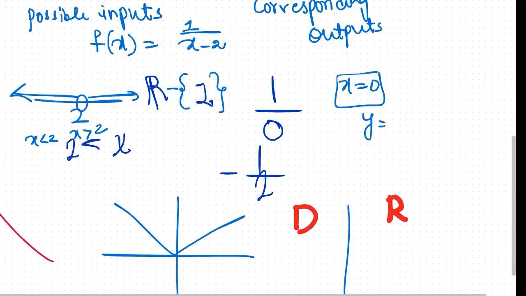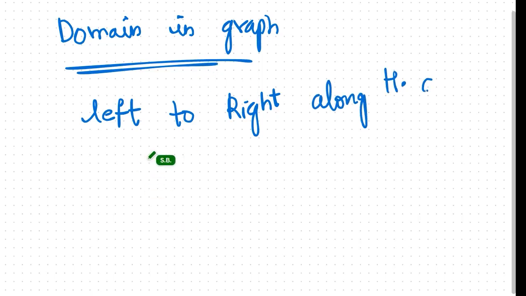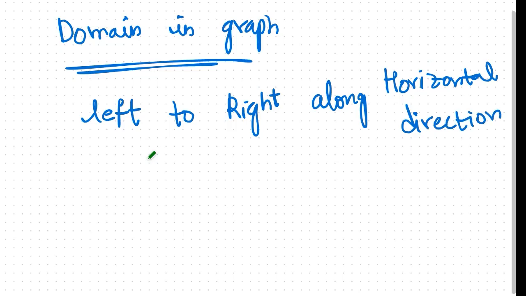Scroll to the next page. For domain in a graph, go from left to right along x, along the horizontal direction. And for range in a graph, we go vertical, bottom to top.